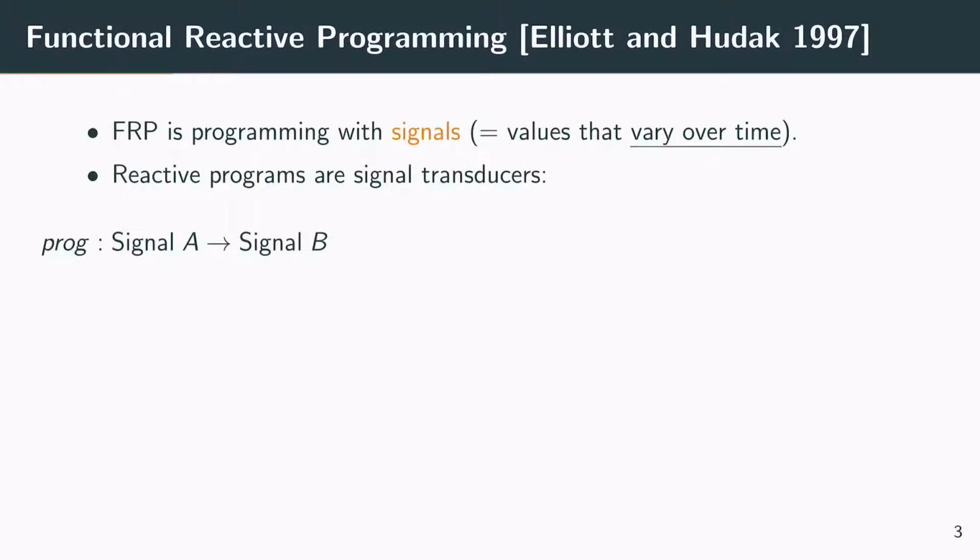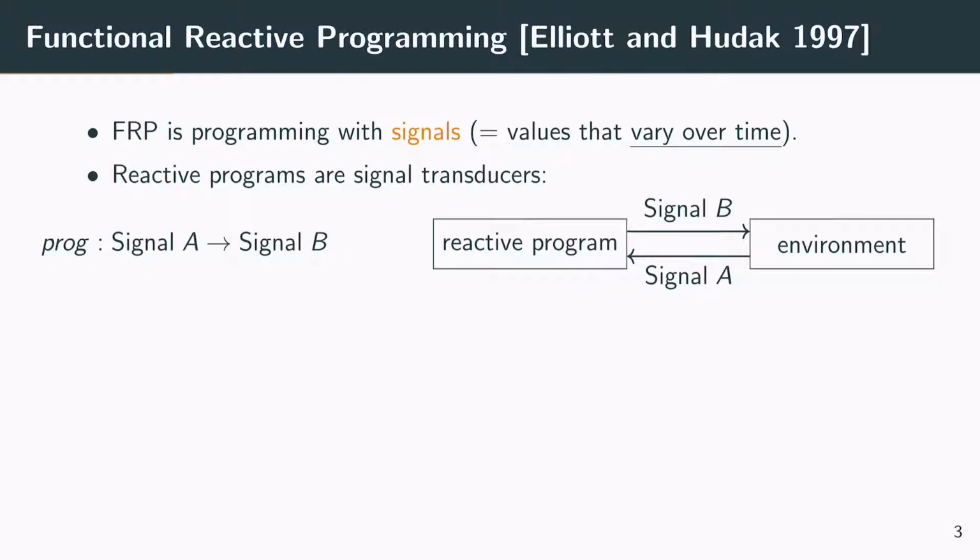So this is the style of programming advocated by functional reactive programming, where you program in a functional style with signals. Now you can think of signals as simply being values that vary over time. Right? And then reactive programs themselves are simply functions that manipulate these signals. So these are signal transducers, meaning they take a signal as input, a signal of type A, and produce a signal as output, here a signal of type B. So going back to the picture I've showed you earlier, we have our reactive program that interacts with the environment by receiving a signal of type A and producing a signal of type B.